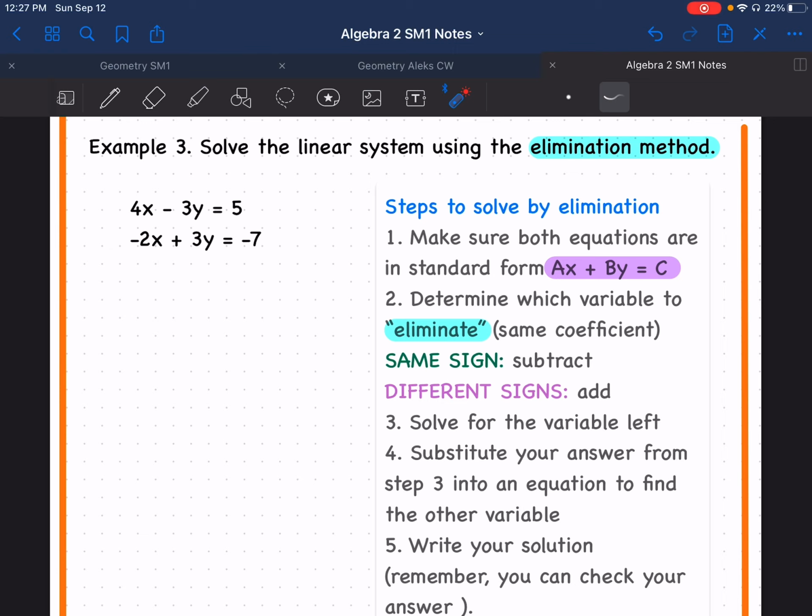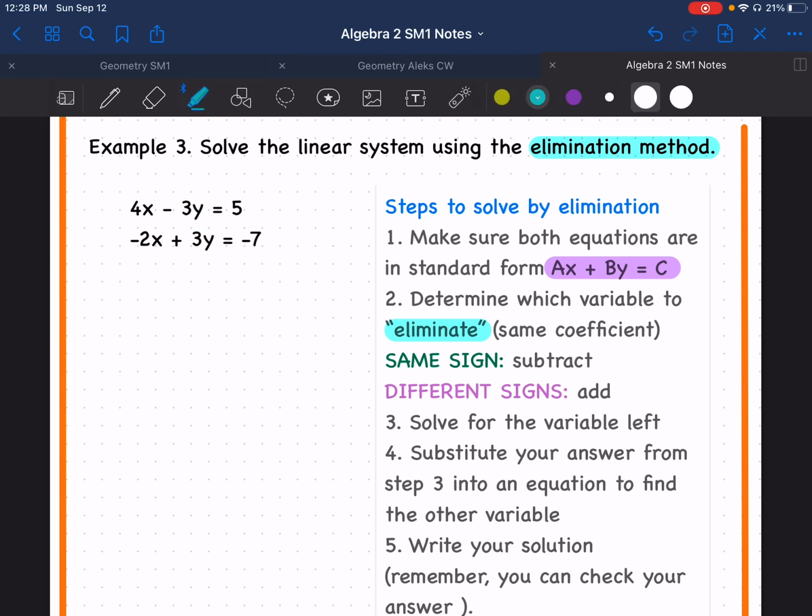So all I have to do is look at the x's. Are the numbers in front the same? No, they are not. 4 and -2, or 4 and 2, are not the same. Let's go ahead and look at the y's. Are the numbers in front the same? 3 and 3. Yes, here we go. So we are going to eliminate the y's.